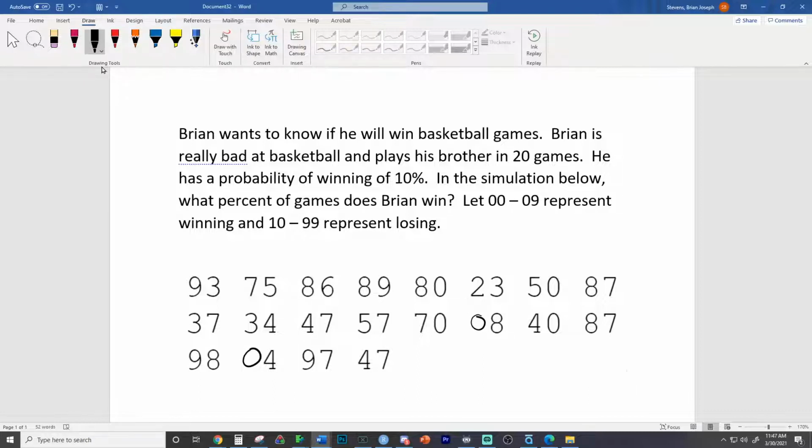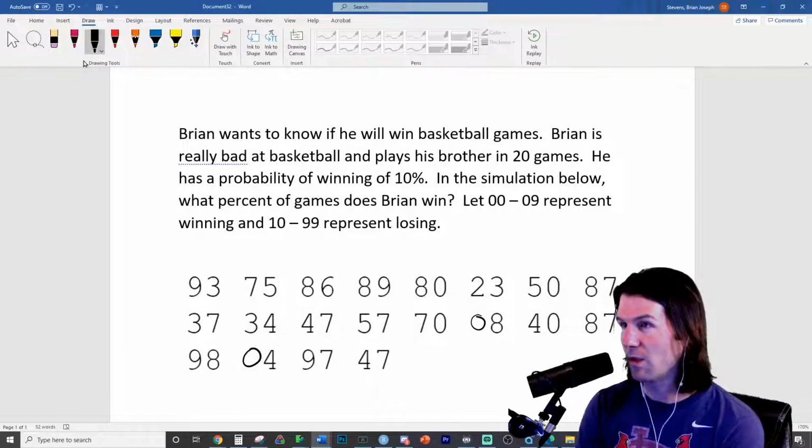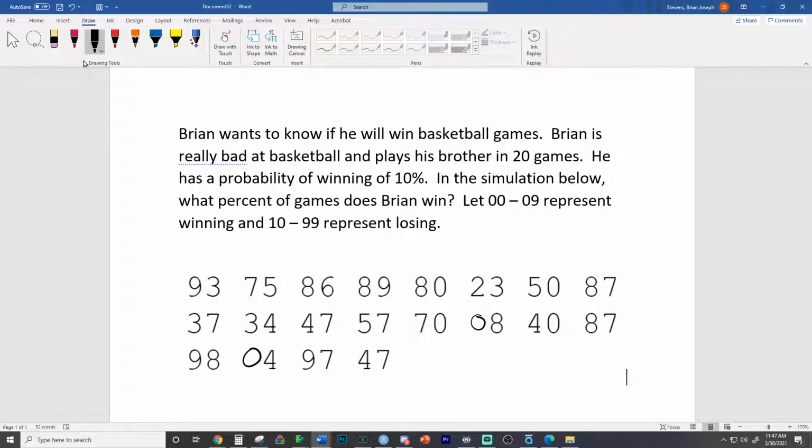Who here can just take a moment, try to figure out via the simulation what percent of games does Brian win? I think the simulation turned out exactly as it would be expected by random chance. But what percent of games does Brian win via this simulation?